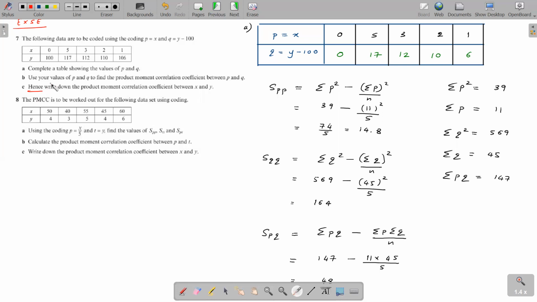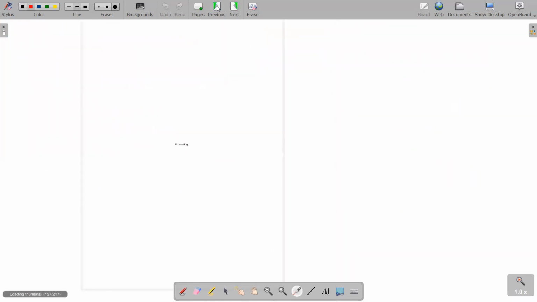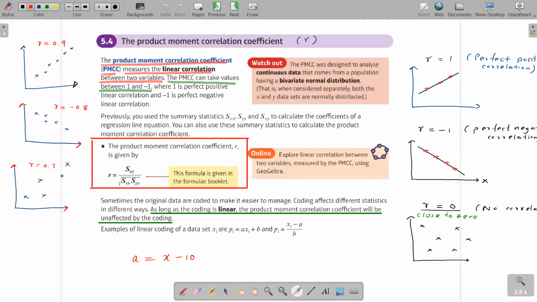For this, I gave you a certain rule. If you check back to the notes, do you remember this? When it comes to coding, as long as the coding is linear, the product moment correlation coefficient will be unaffected by coding. What do you mean by linear coding? Linear means you involve simply x and y, not x squared, not y squared. x to the power 2 is quadratic, not linear.